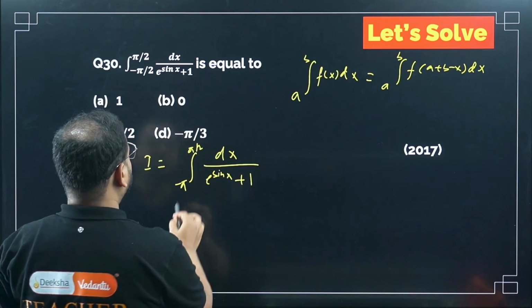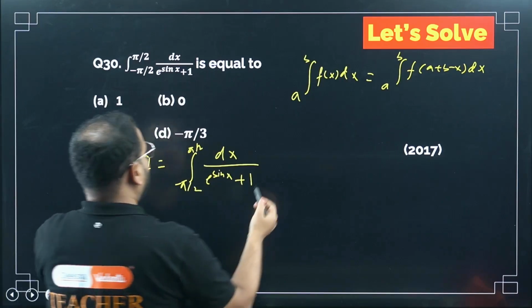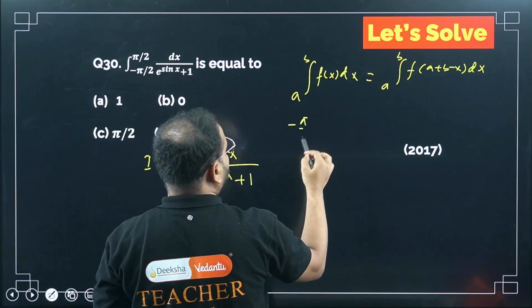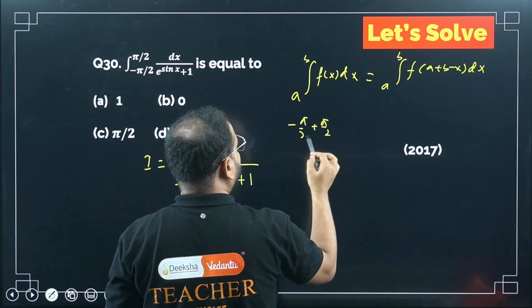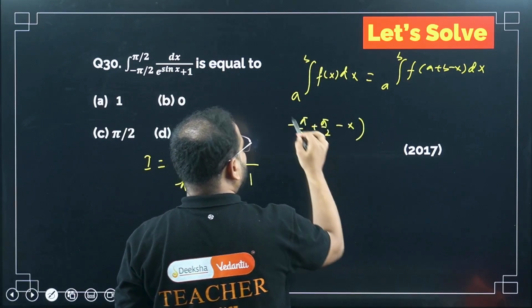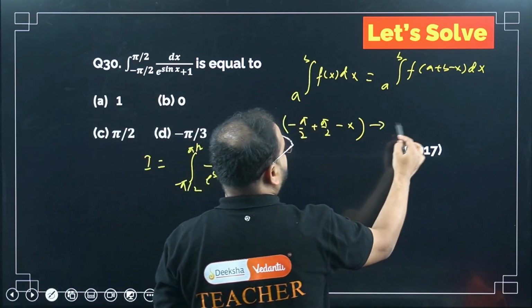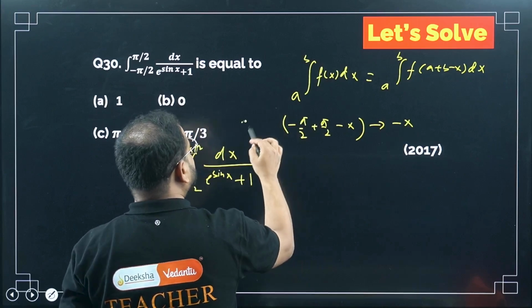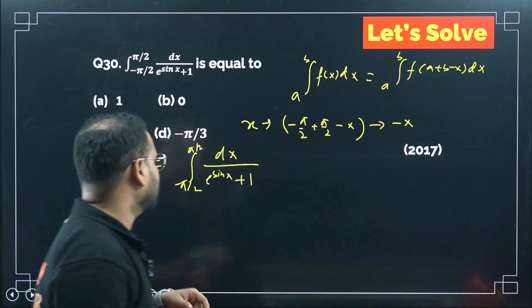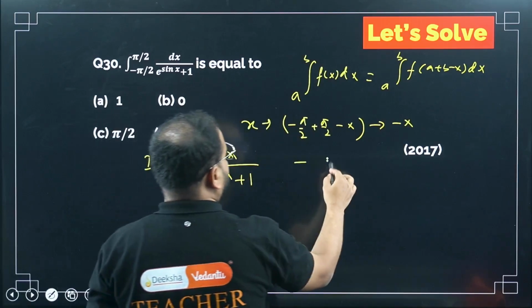Now what I'm going to do, this is pi by 2, okay, forgive me. I have to add this to the limit, minus pi by 2 plus pi by 2 minus x. Minus x, how much is that, bacha, please tell me? Simply minus x. So replace this x by this value, so minus x.